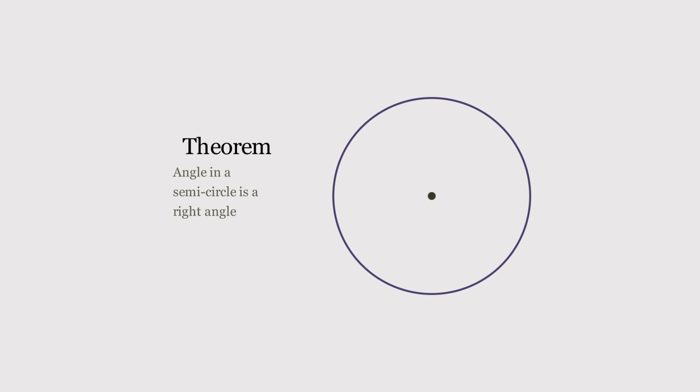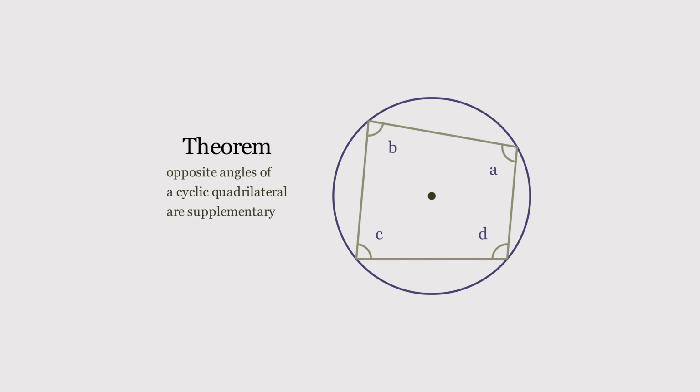This one says opposite angles in a cyclic quadrilateral are supplementary. Given the cyclic quadrilateral as shown, this just simply translates the idea that if you sum opposing angles in the cyclic quadrilateral, you get 180 degrees.